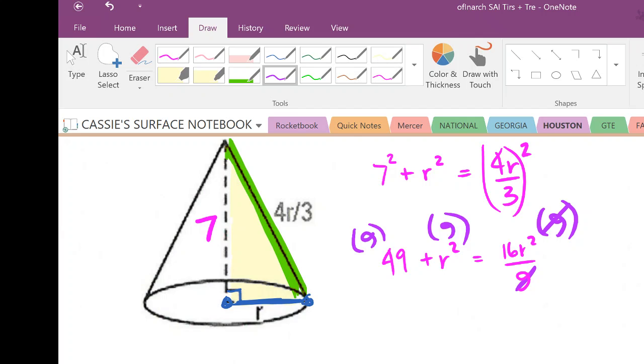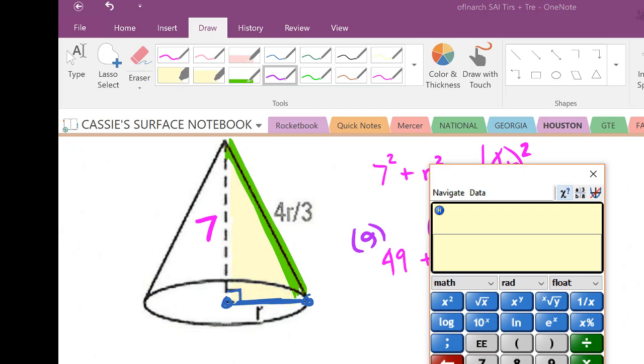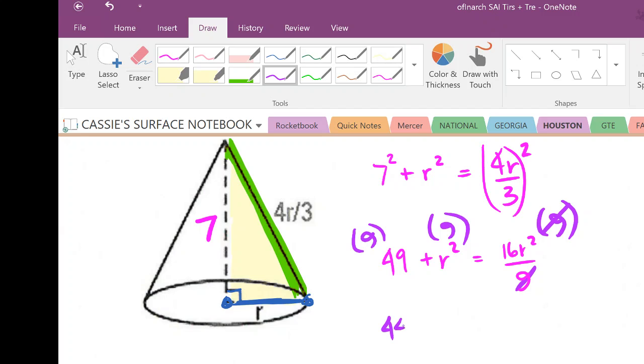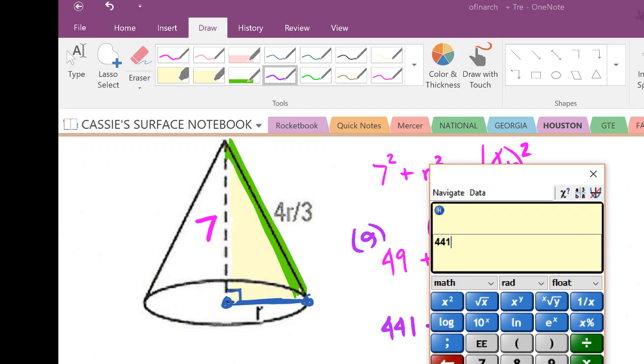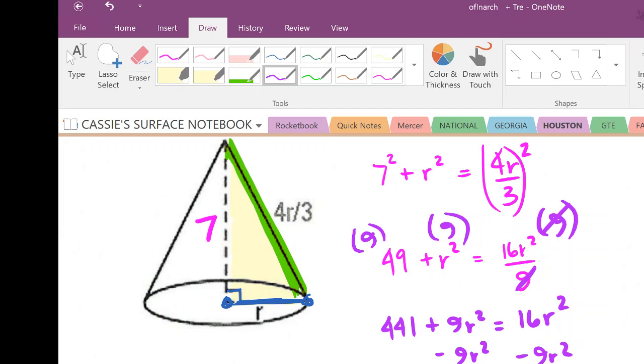So 49 times 9, I'm just going to do in my calculator. 49 times 9 is 441, plus 9r squared is equal to 16r squared. So now I'm going to subtract 9r squared from both sides. And 441 is equal to 7r squared. Divide both sides by 7. Okay, and I've got 63 is equal to r squared.